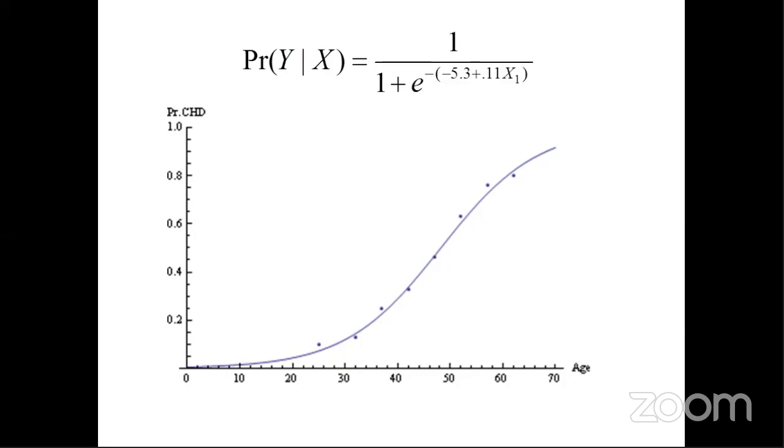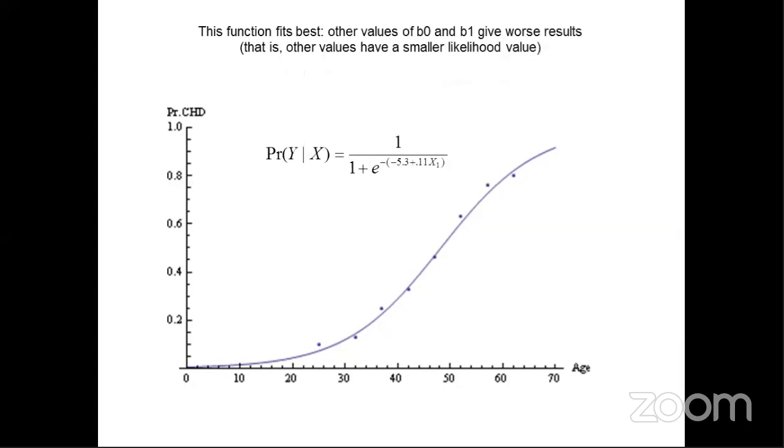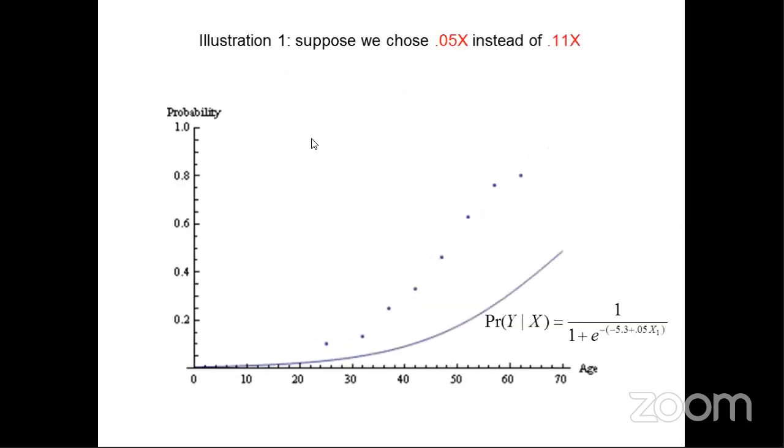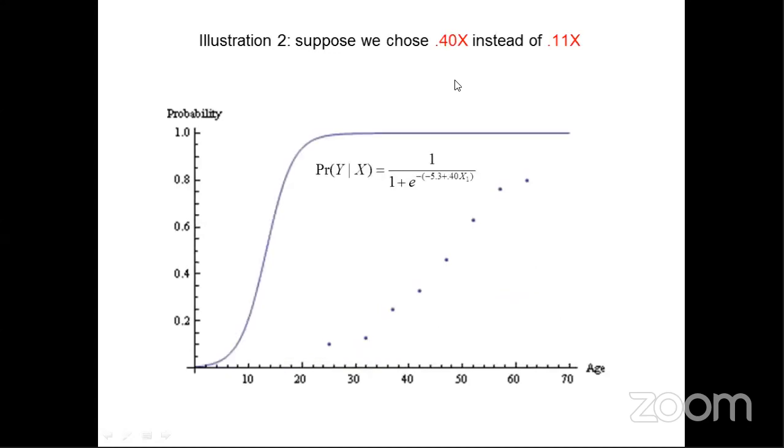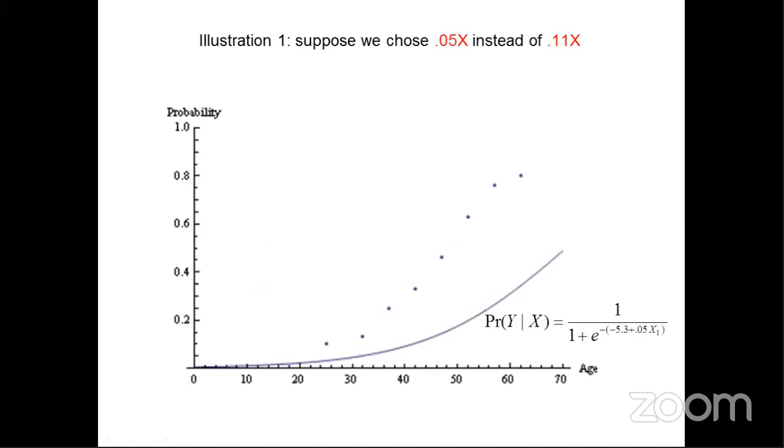For that, let us change the values of our constant and beta coefficients. Instead of minus 5.3 and 0.11, let us change the values. Actually, our estimated value of the coefficient of x is 0.11, but instead of that here we use 0.05.